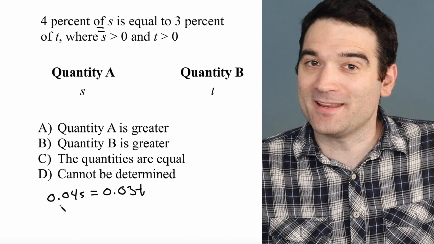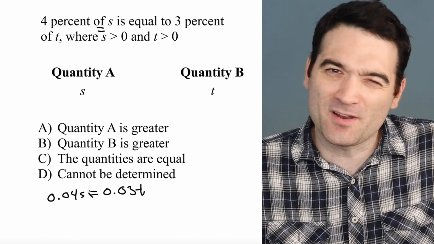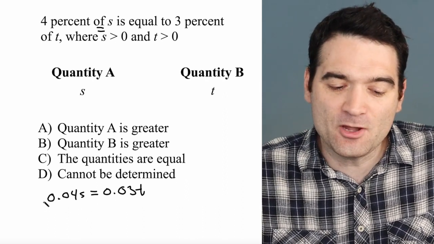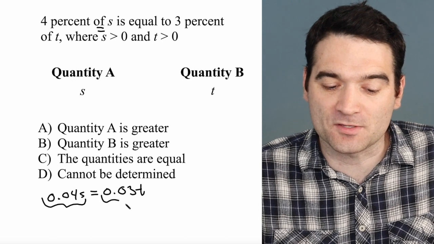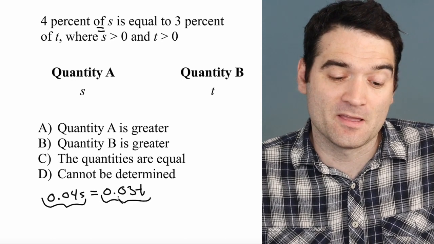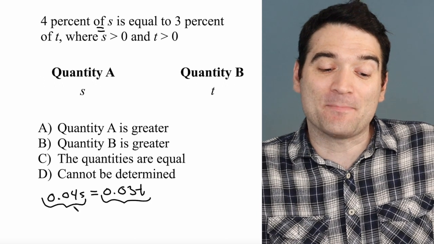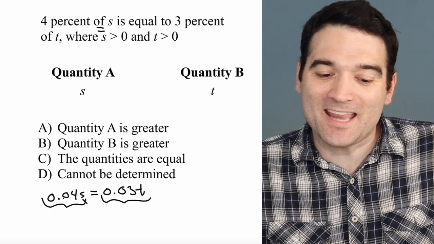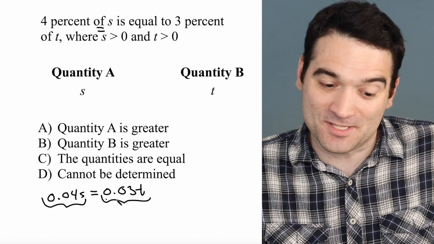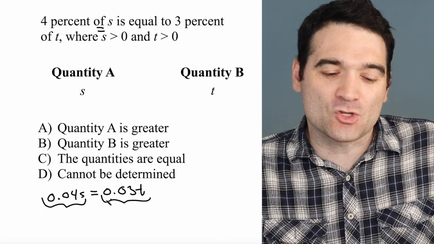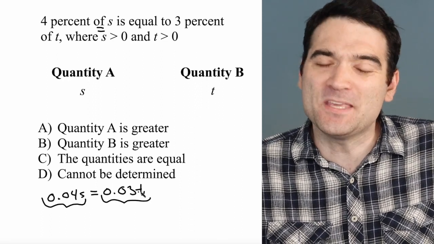Well, looking at this, you might reason the answer pretty easily, but if not, I'll walk you through the logic. I know that these two quantities, these two whole things, are equal to each other, right? But S is being multiplied by a bigger number, and yet it's equal to T times this smaller number. So that tells me that S must be smaller than T.